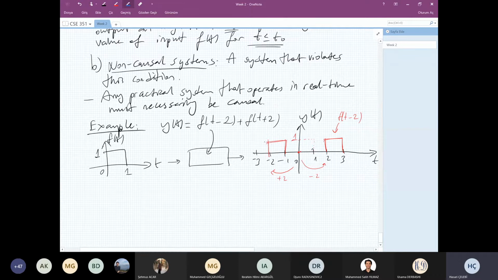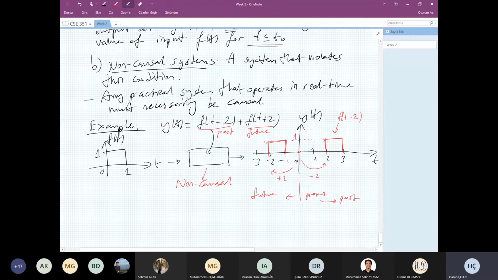So this system by itself is non-causal because it depends on the future sample. This negative side we call the future. If it's exactly on top, it is the present, and the rest is the past. So in this case, this is the future part, and this is the past part. We said that a causal system does not depend on the future samples. That's why this system is non-causal.